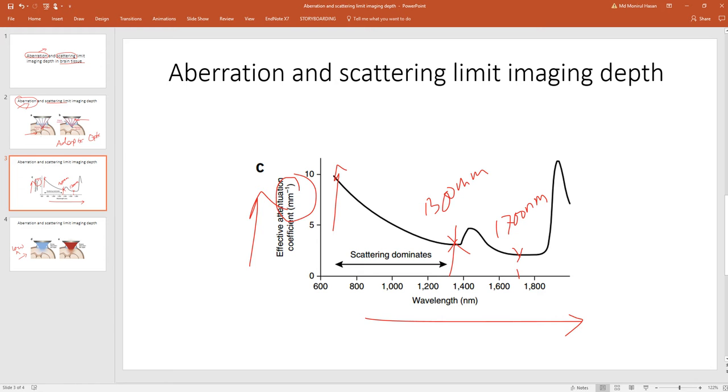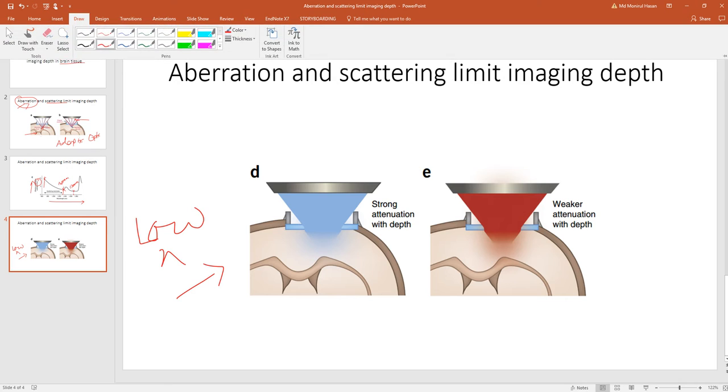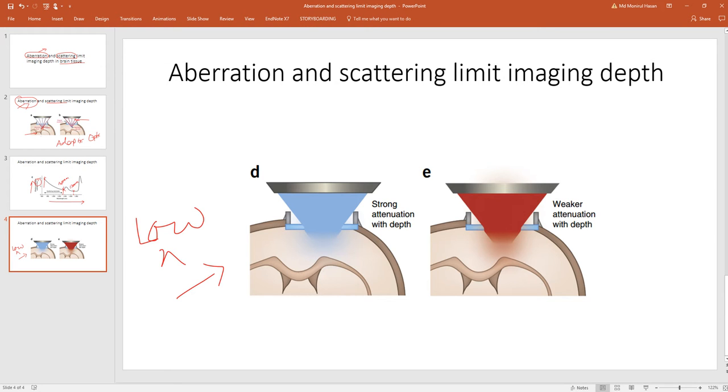That means attenuation coefficient will be high. If the attenuation coefficient is high, then light will not be able to penetrate much here. So imaging depth will be low. So for the low wavelength, imaging depth is low. When lambda is low, the imaging depth is low. What about the higher wavelength? If lambda is high here, so lambda is high here.